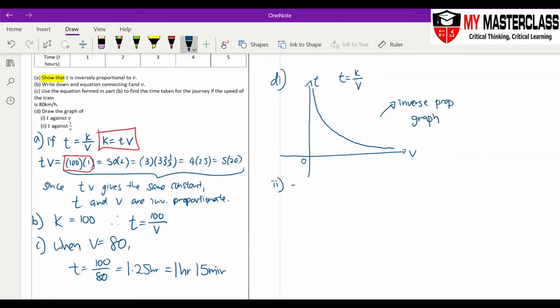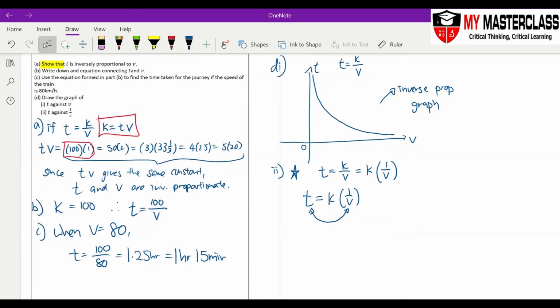For part 2, take note. The question wants you to draw T against 1 over V. So you see that T is equal to K over V, yes? Now, if I take out the 1 over V, it's like that. So in this case, we are doing T equals K bracket 1 over V. What is the relationship between T and 1 over V? Direct proportion or inverse proportion? Direct. Because the question is asking you to plot T against 1 over V.